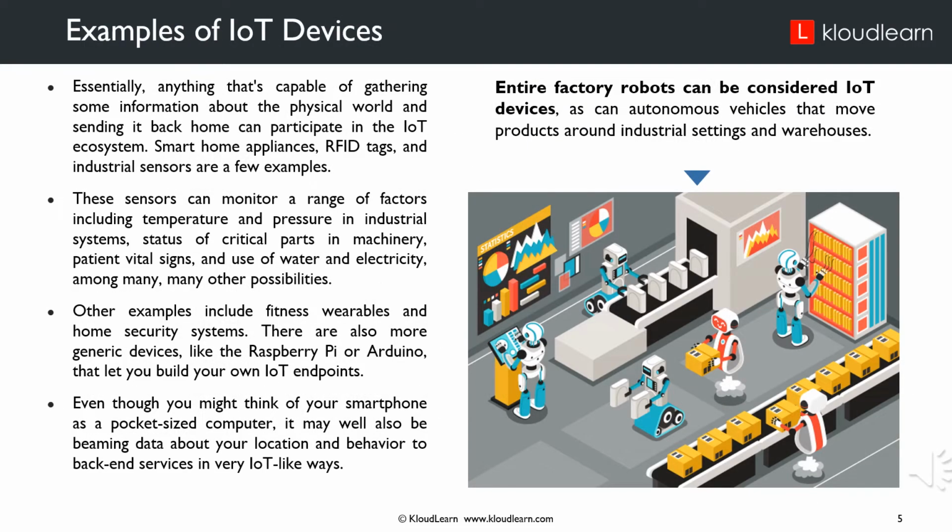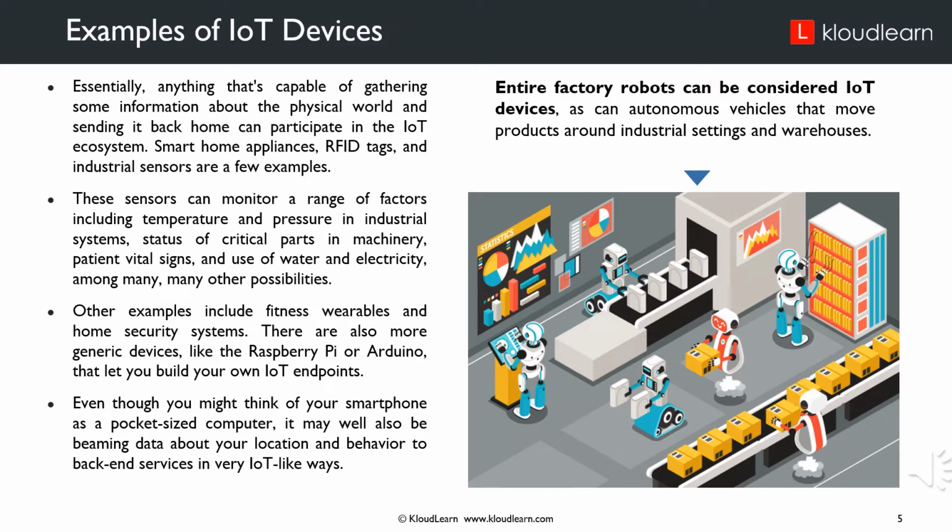Examples of IoT devices. Essentially, anything that's capable of gathering some information about the physical world and sending it back home can participate in the IoT ecosystem. Smart home appliances, RFID tags, and industrial sensors are a few examples. These sensors can monitor a range of factors, including temperature and pressure in industrial systems, status of critical parts in machinery, patient vital signs, and use of water and electricity, among many other possibilities. Other examples include fitness variables and home security systems.